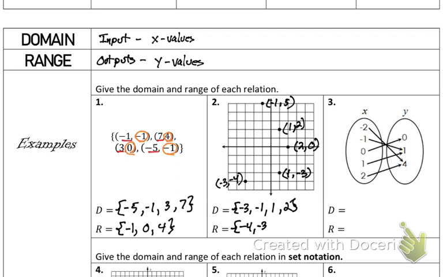Our lowest one was -4, -3, a 0. Looks like we have a 2, and it looks like we have a 5. These are the easiest ones when it's in this form because they're already organized for you. Our domain is going to be -2, -1, 0, 1, 2. And my range is just going to be 0, 1, and 4.